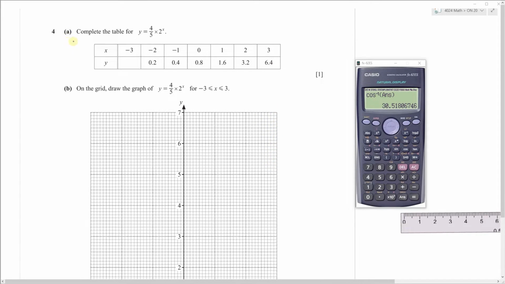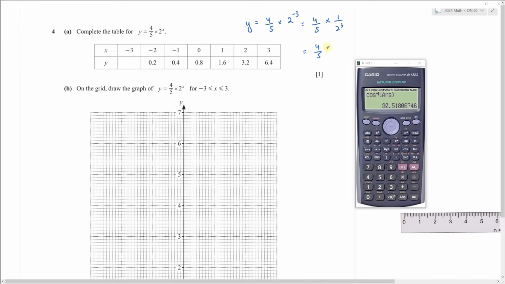Question number 4, part A: complete the table below for y equals 4 over 5 multiplied by 2 power x. So the missing value is when x equals minus 3. So let's substitute x equals minus 3 in this equation. So y equals 4 over 5 multiplied by 2 to the power minus 3. So this will become 4 over 5 multiplied by 1 over 2 power 3.